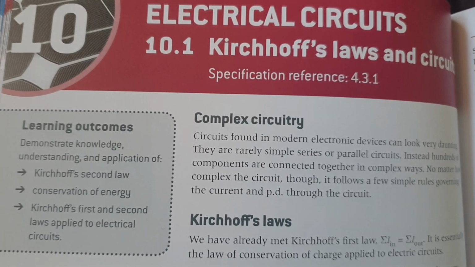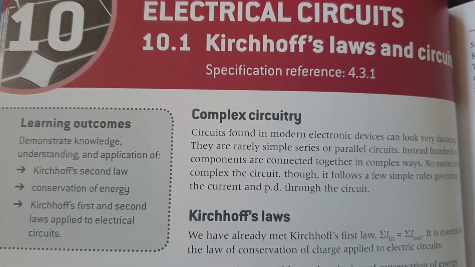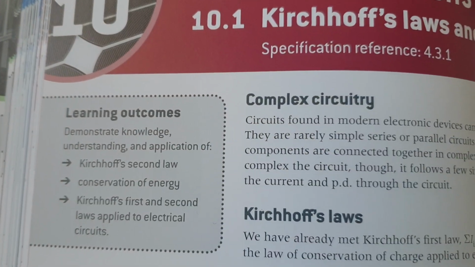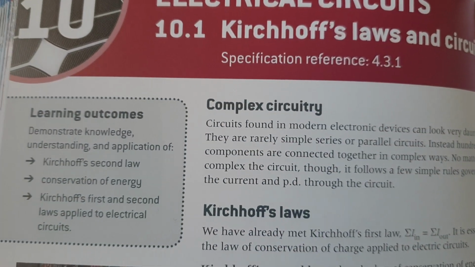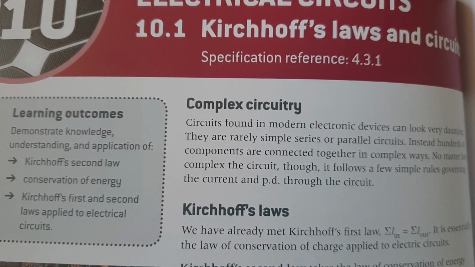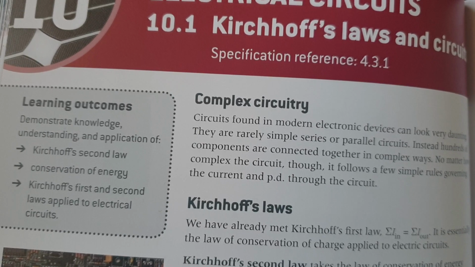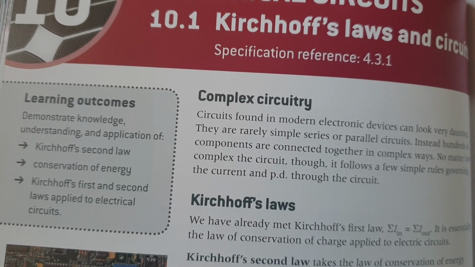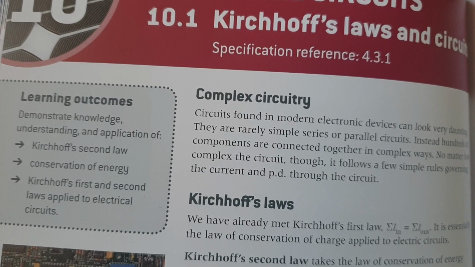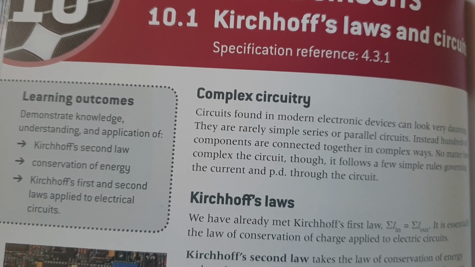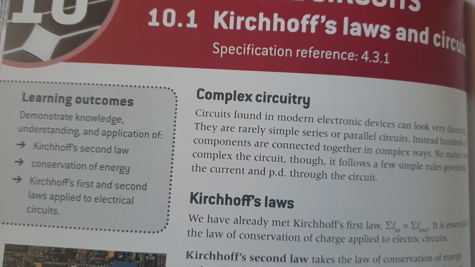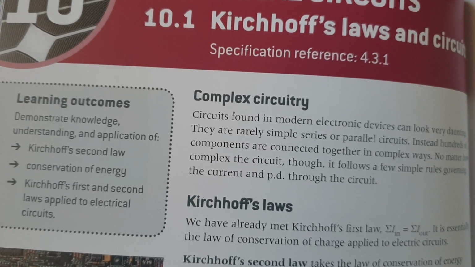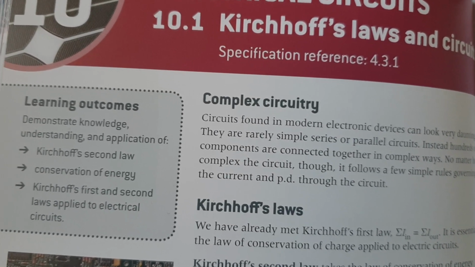Now you know most of these ideas anyway, so I'll just recap them very briefly. You know that as the current divides up to go along different branches due to Kirchhoff's first law, more current will go along the lower resistance path. So if you have a path which has double the resistance, the current will be half.